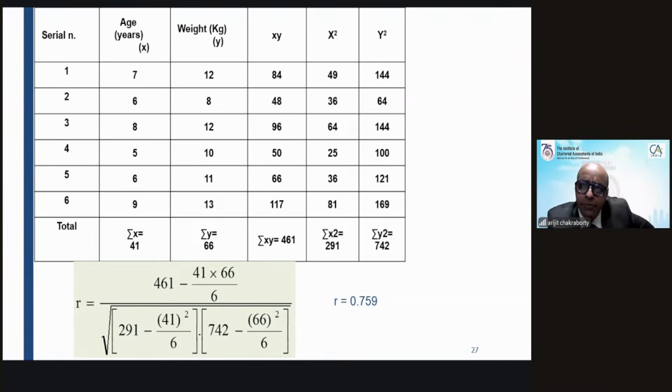Now the last part is very simple. Putting all the values in the formula, we are getting a correlation coefficient which is 0.759. That means you can say fairly strong positive correlation. I'm not calling it perfect positive correlation. लेकिन मैं इसको जरूर कहूंगा कि ये fairly strong positive correlation है.